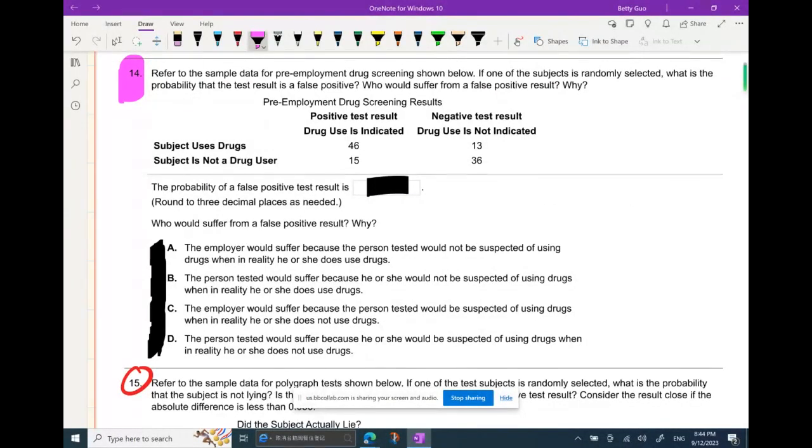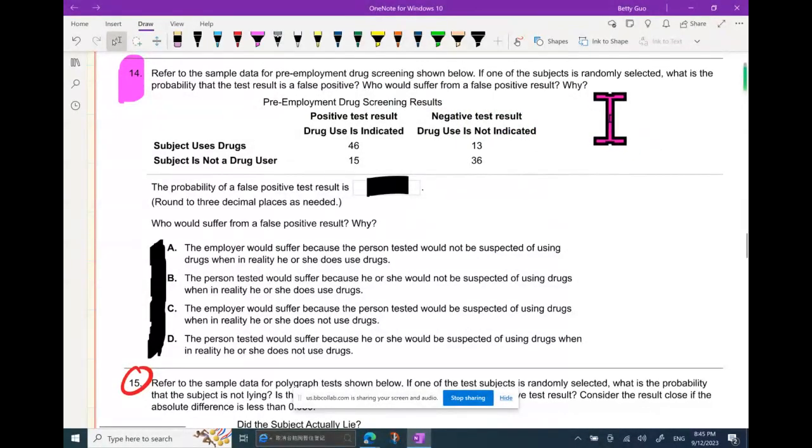Yeah, this is actually a very interesting problem. We have tons of tests, right? And those tests, they are not 100% reliable. There is an error. As long as the error is controlled within a certain range, that test is still a good test. So that's why we have a false positive, false negative, something like that, right? Who would suffer from a false positive result?